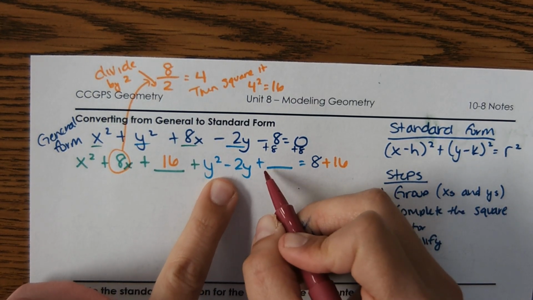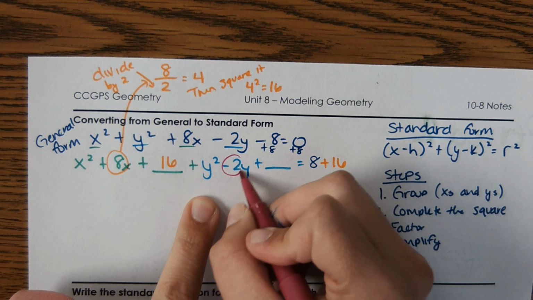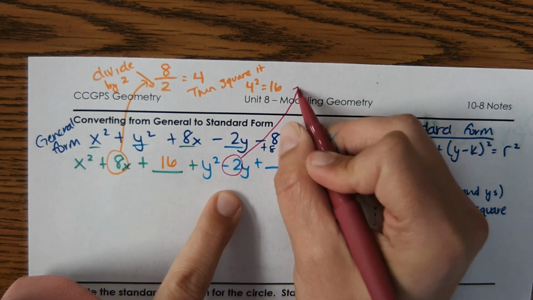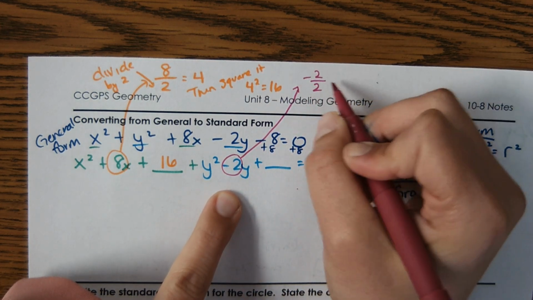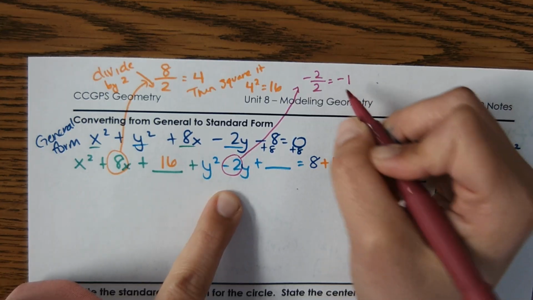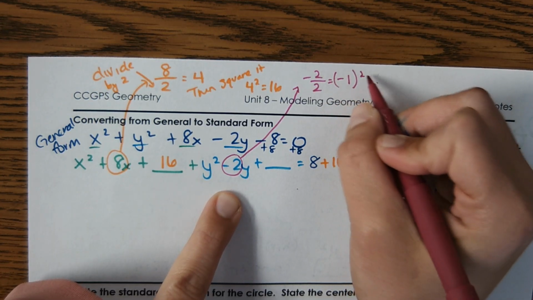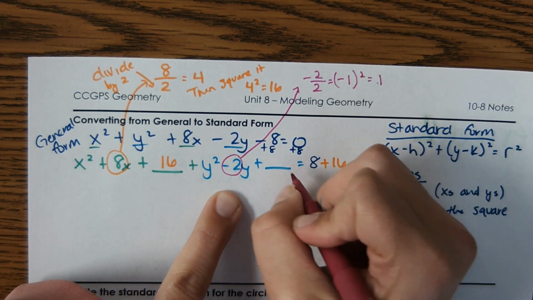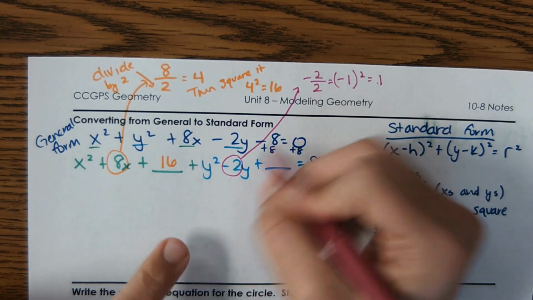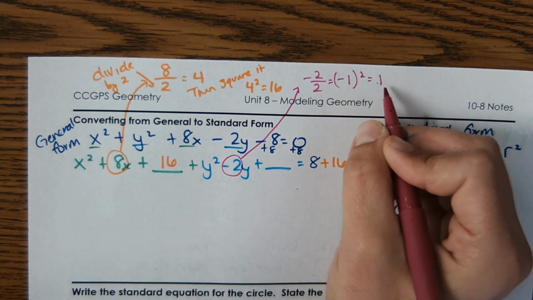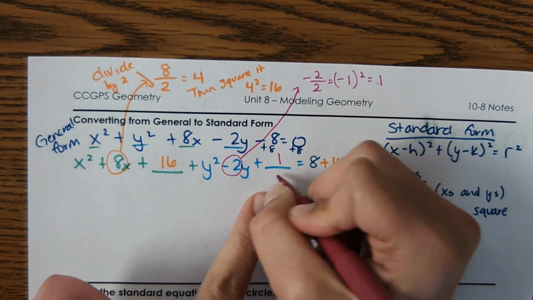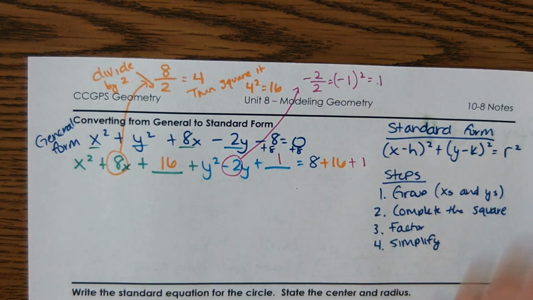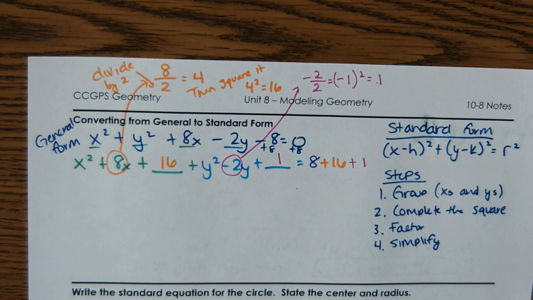And then we're going to do that same thing right here. We're going to take this middle term, the negative 2, we're going to divide by 2 to get negative 1. Then we're going to square it to get positive 1. So we divided it by 2 to get negative 1, squared it, we get positive 1, that goes in the blank, and whatever we add to this side, we add over here. This will make sense in a second, just trust the process for right now.